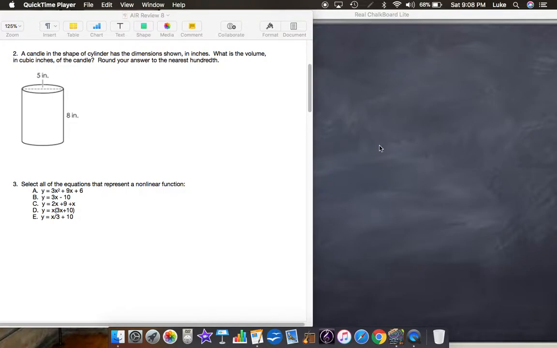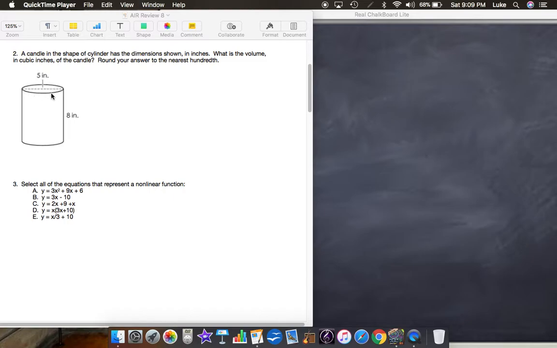Welcome to number 2. This one is geometry and it's fairly simple in its explanation, but we need to realize that when we're finding the volume of an object, we need to find the area of whatever its base is. In this case, the base is a circle, and then we multiply the area times the height, or however much is underneath that base, or of course, we can also consider over the base, whichever one you're looking at.